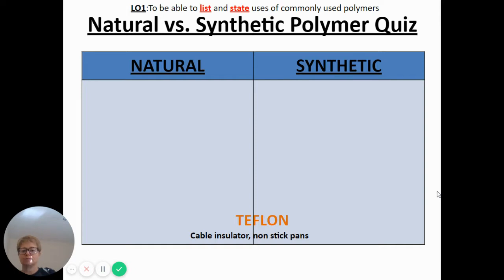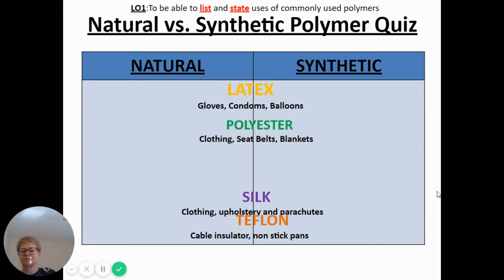So Teflon, silk, latex, polyester, wool, and nylon, all examples of polymers.